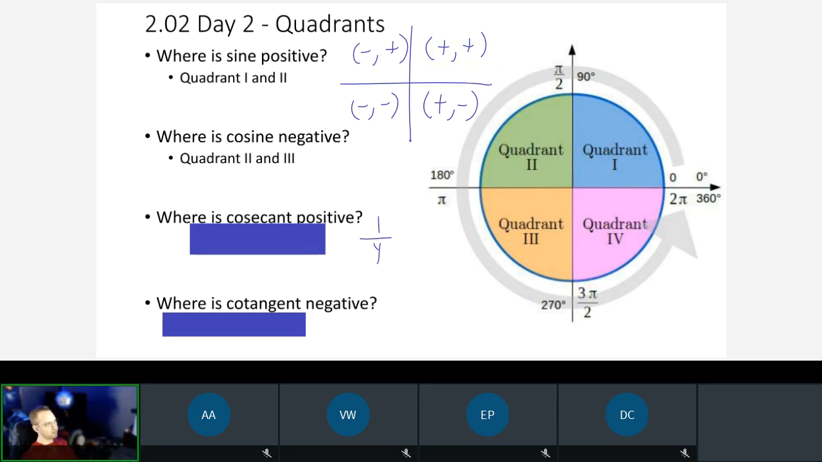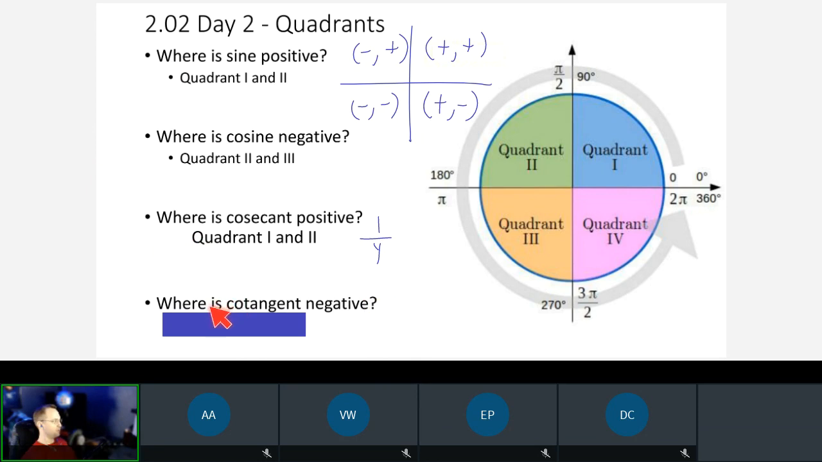So again, in a way I'm asking you, in what quadrant is y positive? So which quadrants is y positive? Yeah, 1 and 2. So in a way, on this page here, this first question and this third question are more or less asking you the exact same thing. They want to know which quadrants y is positive. It doesn't matter if it's a fraction.